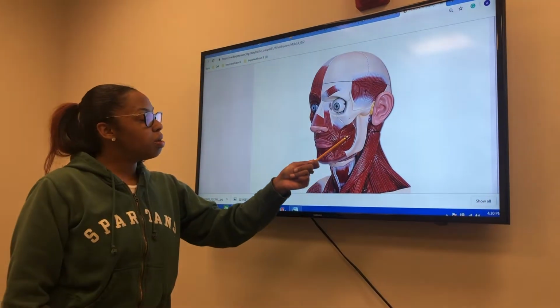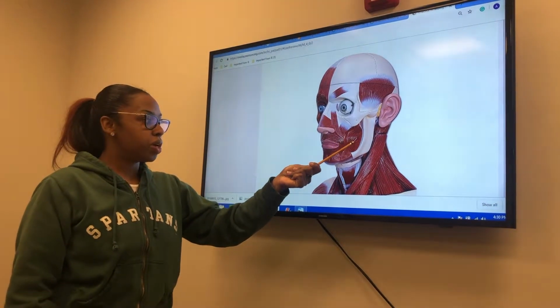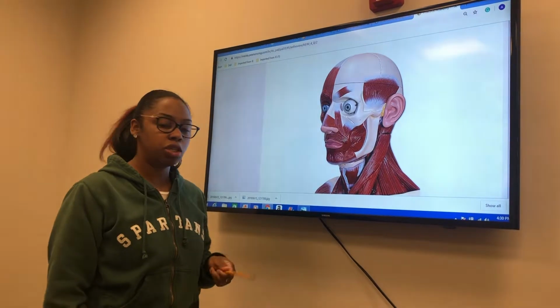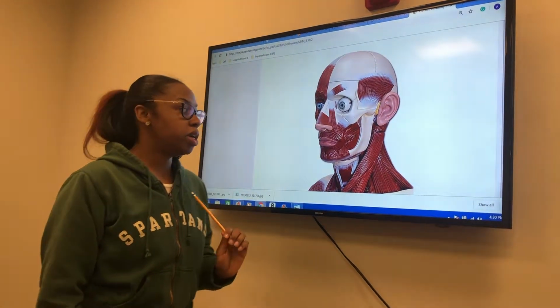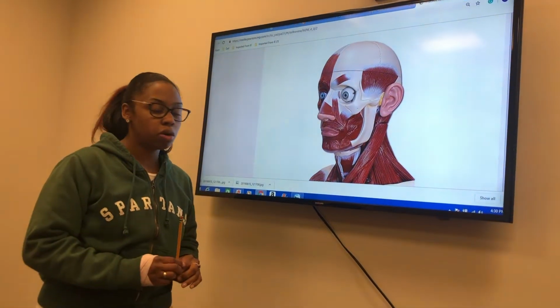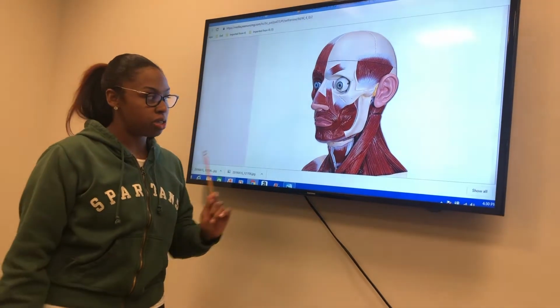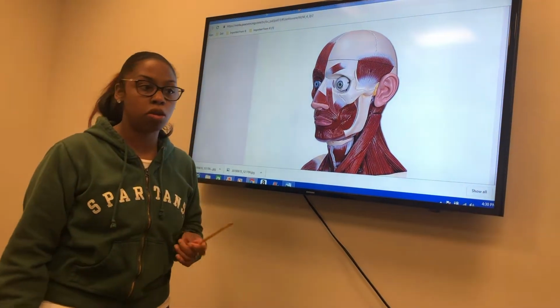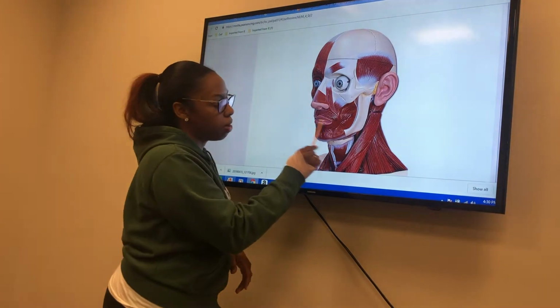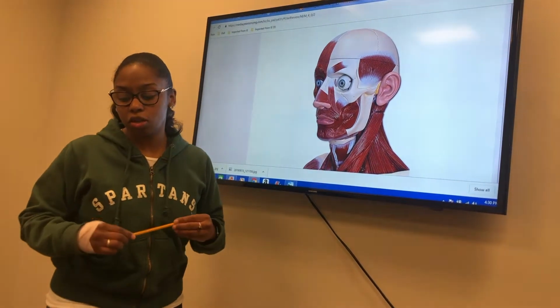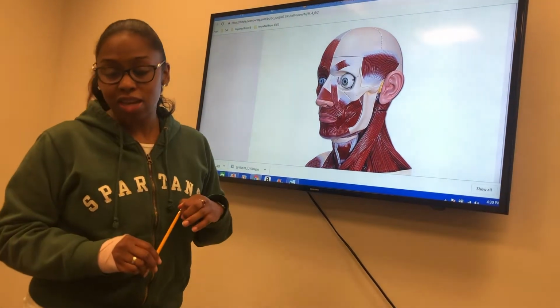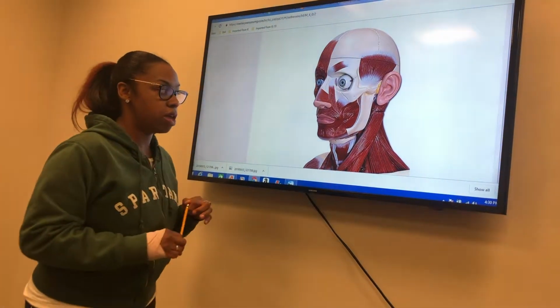This is the buccinator muscle, which helps in mastication, which is chewing. Its innervation is the facial nerve. Its origin is the external alveolar margins, which are in the teeth, which are in the mouth. And its insertion is the decussation of the mouth.